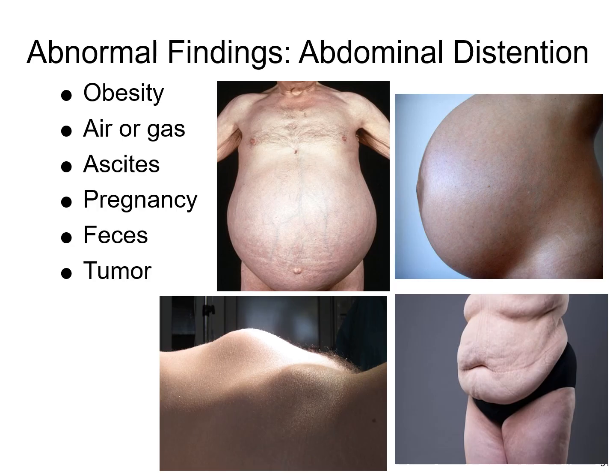This is just some pictures of some abnormal findings of some abdomens that you may see. This top one right here, this could be ascites. This one right here is a pregnancy. This is just excessive adipose tissue on the bottom right and the bottom left. This could be a hernia.